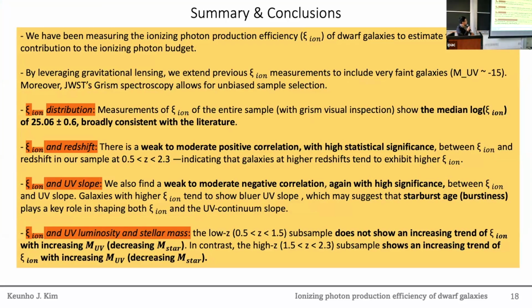With the JWST Grism spectroscopy, we studied the ionizing production efficiency properties of galaxies across cosmic noon, and we found a significant correlation with galaxy UV continuum slope, such that young starburst age is one of the key drivers for enhanced ionizing production efficiency and blue UV slope. And we found a gradually increasing ξion trend with decreasing stellar mass and fainter UV luminosity. Overall, this analysis supports the idea that dwarf galaxies might play a key role in driving the reionization process of the early universe. And we also discussed the potential demographic studies of ξion in the era of Roman.